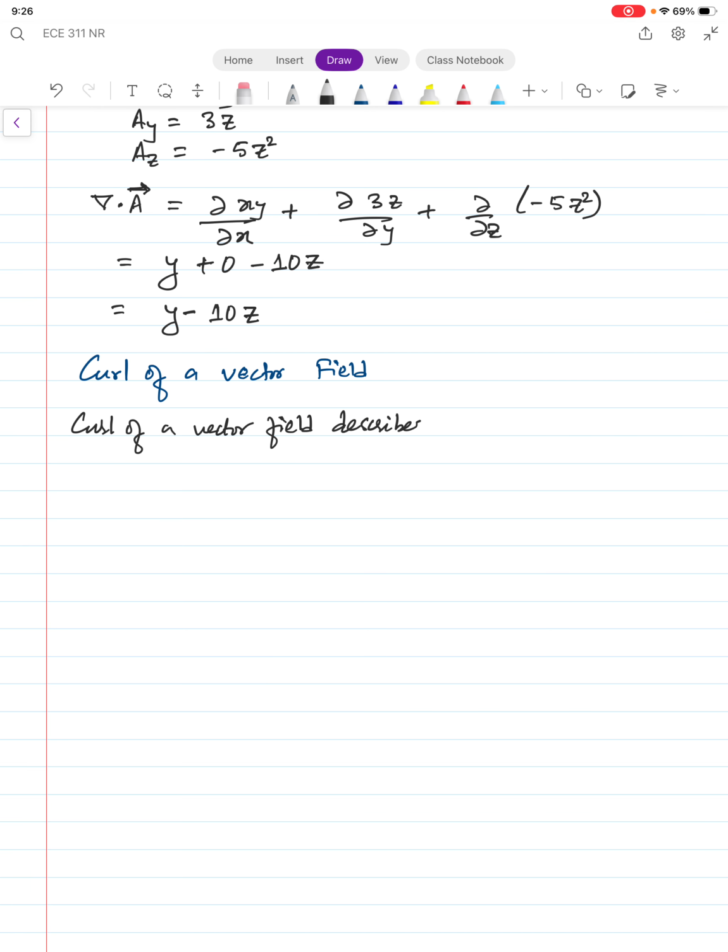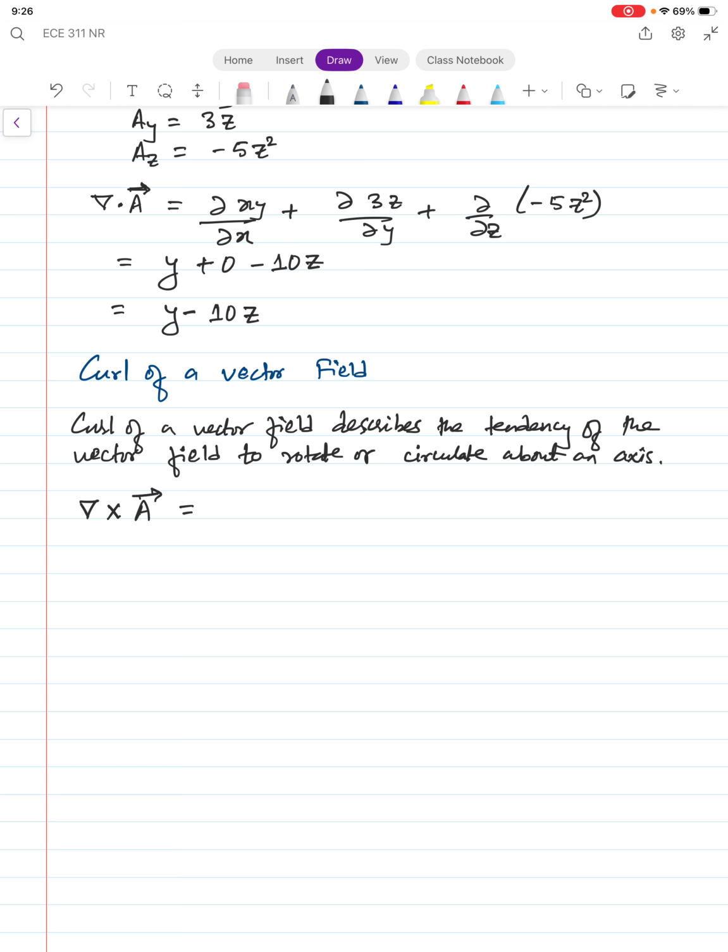describes the tendency of the vector field to rotate or circulate about an axis. In simple words, it's giving you the tendency of the vector field to circulate around an axis. And the curl of a vector field is defined as del cross A.